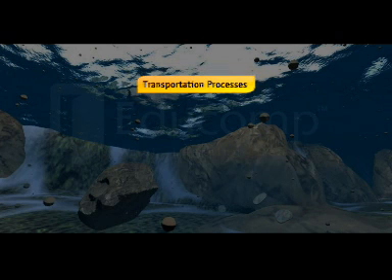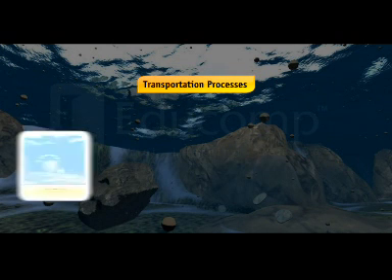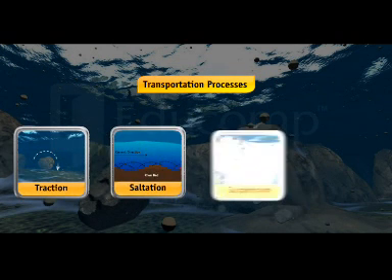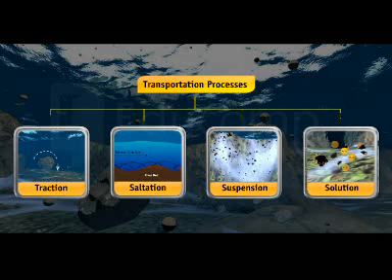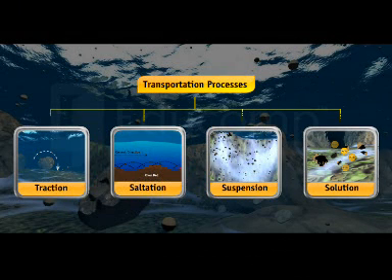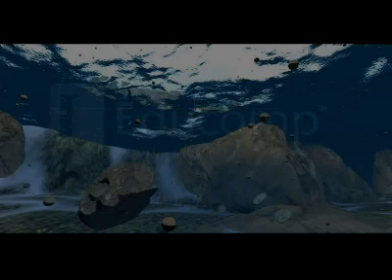The materials are carried downstream by four different transportation processes, namely traction, saltation, suspension, and solution. These processes depend on the energy of the river and the size of the eroded materials. For example, depending on the energy of the river, gravel can be transported by different transportation processes. In the following screens, you will learn about the four transportation processes.